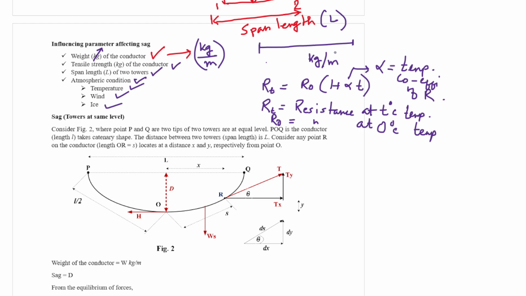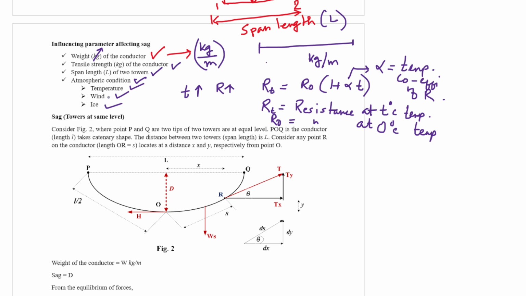So you know that during summer, if the temperature goes high, then the resistance of the conducting material will also be high. And if the resistance goes high, then the length of the material will also be high. Okay, so you see, as the length of the conductor directly influences the sag, temperature plays a very important role, right? Temperature plays a very important role.